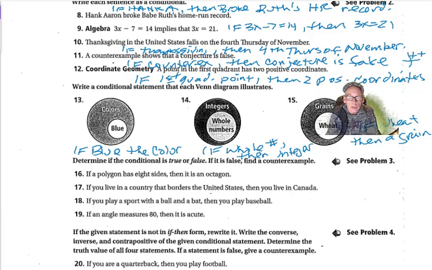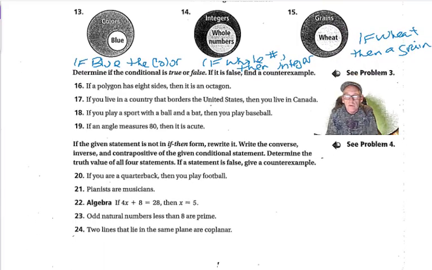Let's look at number 16 on. Determine if it's true or false. If it's false, find a counterexample. If it has 8 sides, then it's an octagon. An octagon has 8 sides. That's true. If you live in a country that borders the United States, then you live in Canada. Well, you could live in Mexico. So that's false, and Mexico would be the counterexample.